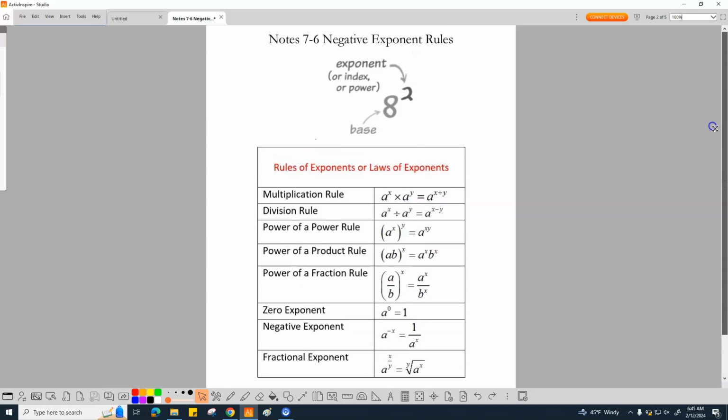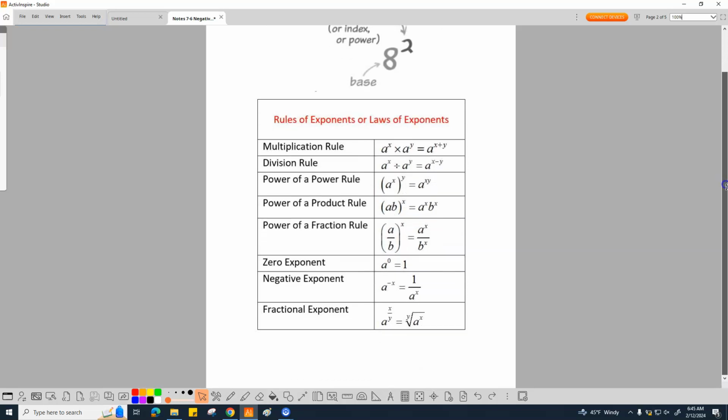All right, Algebra 2. Today we're doing 7-6 negative exponent rules. We touched on this a little bit. Here's your reference chart. Again, this is on previous notes. If you don't understand it, there are Schoology videos that go over each of these rules one by one.